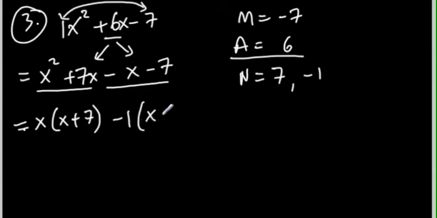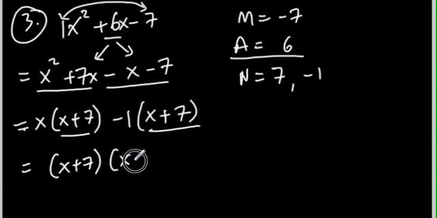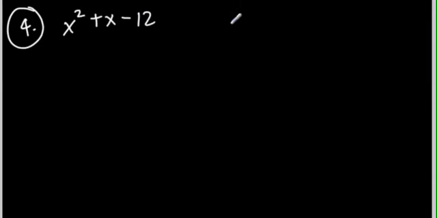So what do we get? And this is x plus 7. Because negative 1 times x is negative x. Negative 1 times positive 7 is negative 7. Again, we observe that these two are the same, so we can factor that. So it's x plus 7. And then we get x minus 1, and that's your solution. Let's do number 4. Number 4 is x squared plus x minus 12.